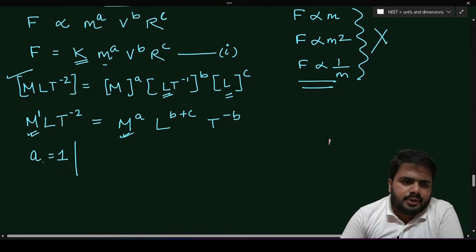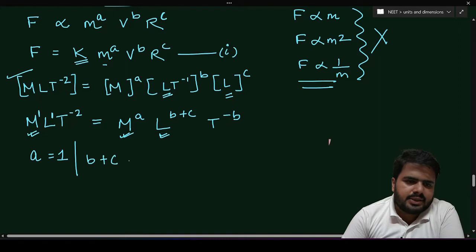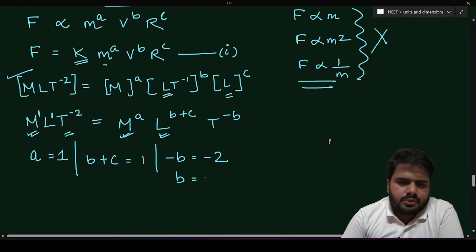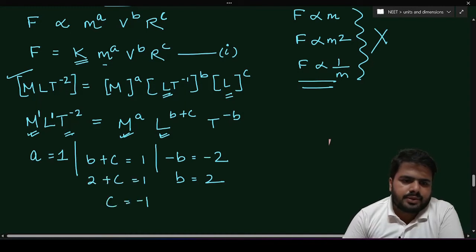Now the power of L on the LHS is 1 and the power of L on the RHS is b plus c. So again comparing, we can write b plus c equals 1. Now we compare the power of T, that is minus b equals minus 2. So b equals 2. So putting the value of b over here, c equals minus 1. Clear? So these are the values of a, b and c.